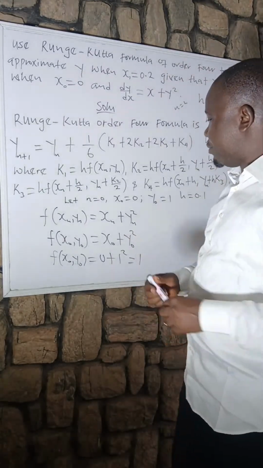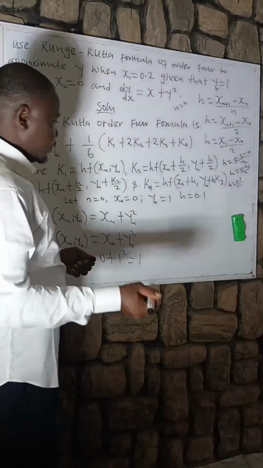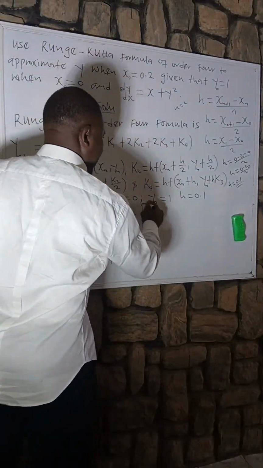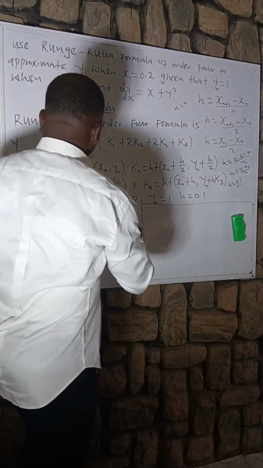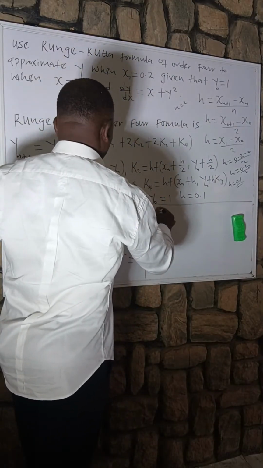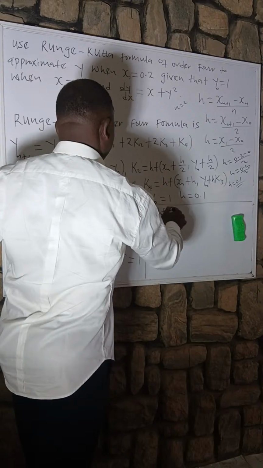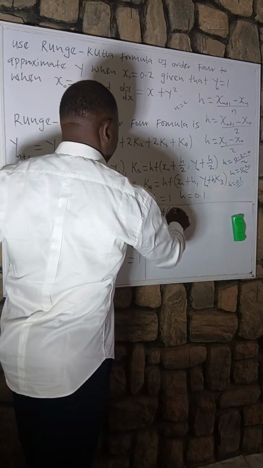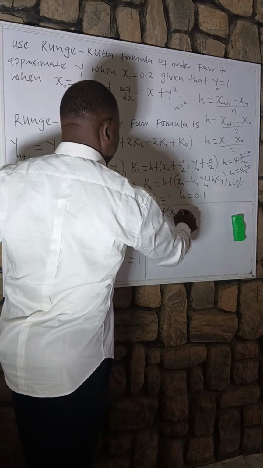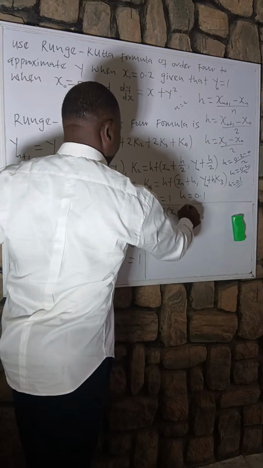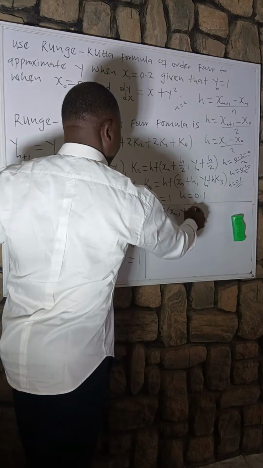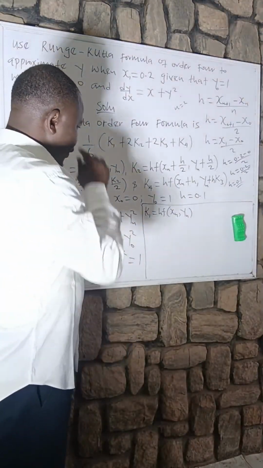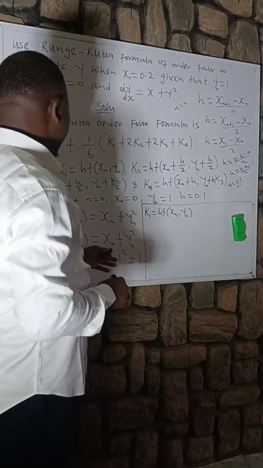It is simple as ABC. Our k1, look at it. Our k1 is equal to h f of x subscript n, y subscript n.